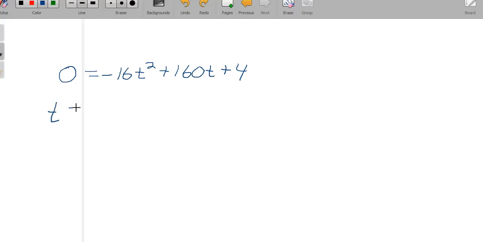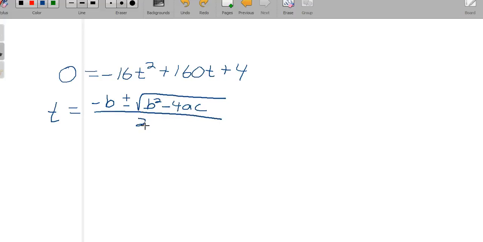And so unfortunately it will not be factorable. So what we're going to have to do is use the quadratic formula. So remember, the quadratic formula is negative b plus or minus the square root of b squared minus 4ac, the whole thing divided by 2 times a. I'm using t right here in place of x because, again, our x coordinate is the variable t. Right, and that's what we're solving for.